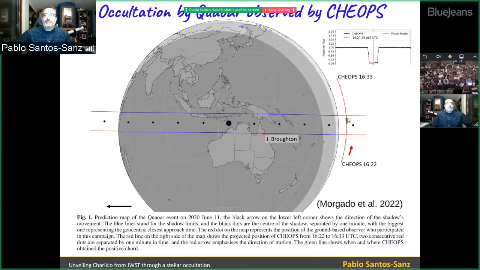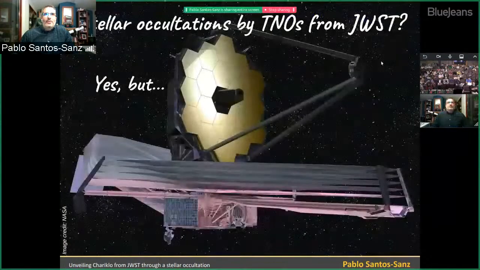In green, you have here where the satellite detects the occultation, and in the upper right panel, you can see the light curve of this occultation. So, yes, it would be possible.